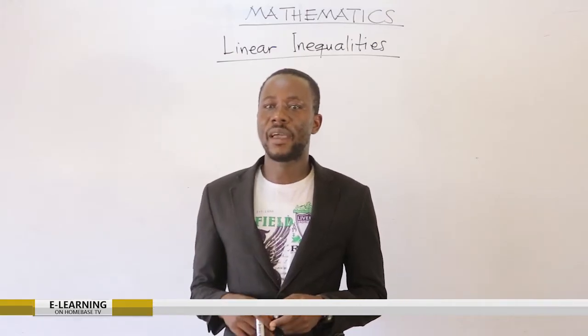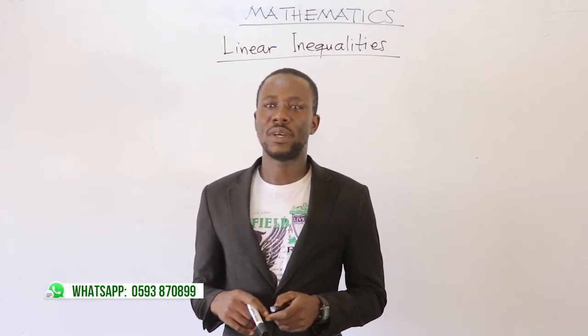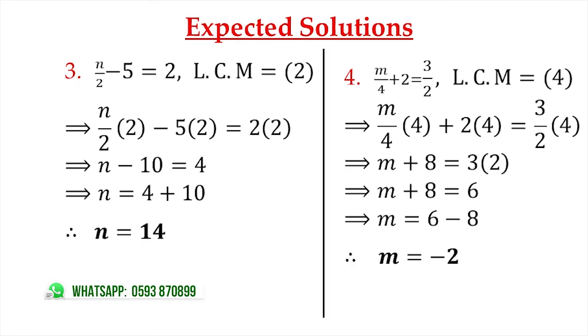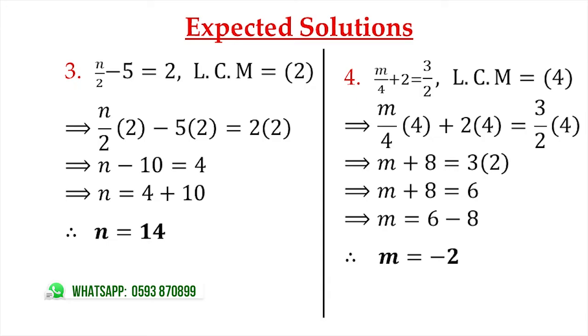Let's move on to the third question. The third question is n out of 2 minus 5 equals 2. Now this equation involves a fraction. And whenever an equation involves a fraction, as usual, you look for the LCM of the denominator or denominators, if there are 2 or more fractions. In this equation, the fraction is only 1 and the denominator is 2. So therefore the LCM is 2. So I'll multiply each term of the equation by the LCM, which is 2.